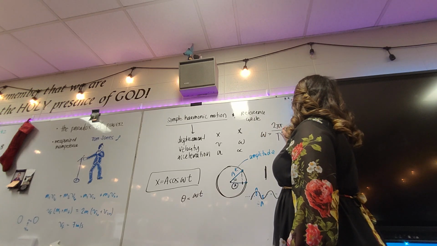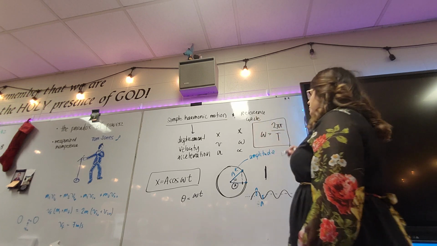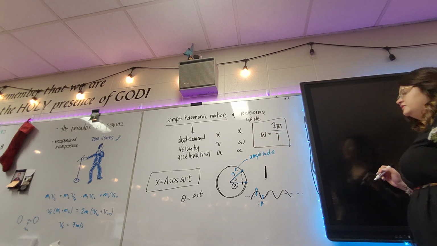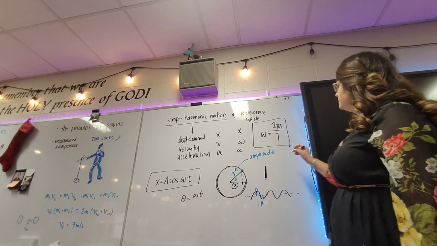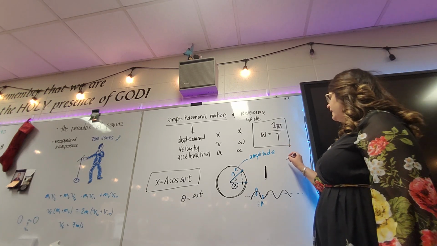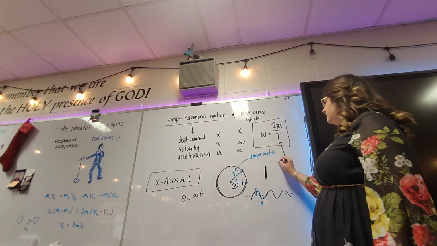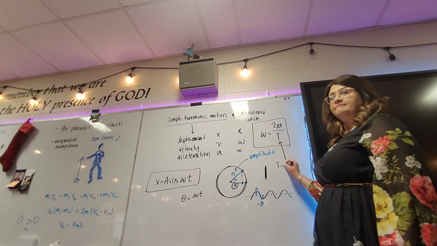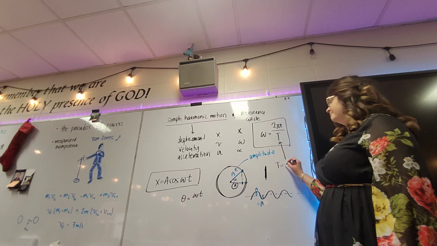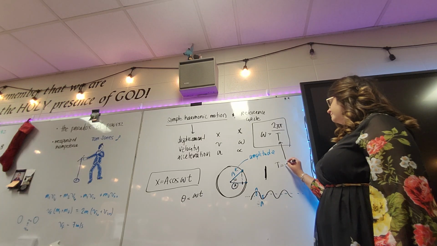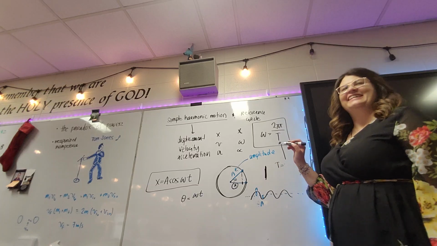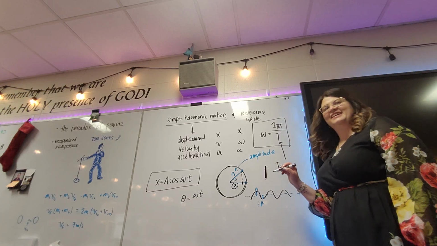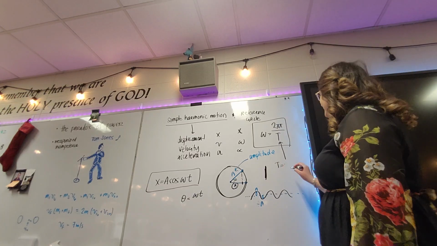Another property that we should know is that the angular velocity, omega, is going to be equal to 2 pi divided by T. Big T is, what's it called? It has a name.